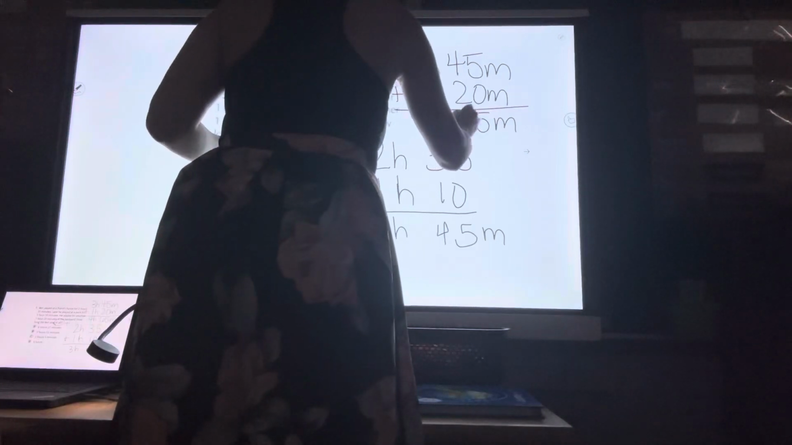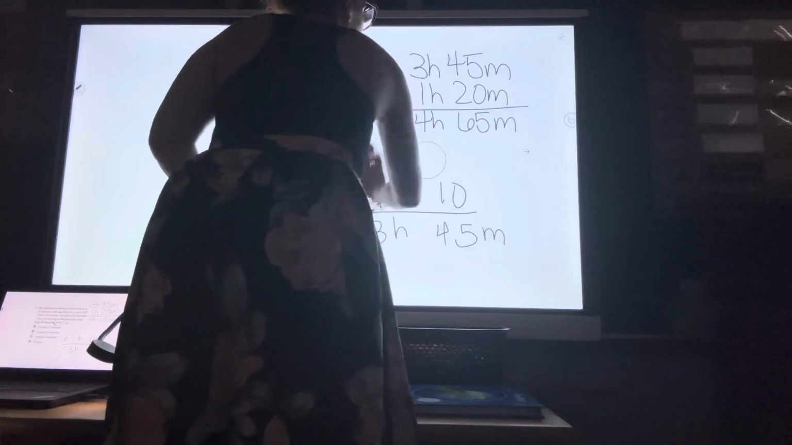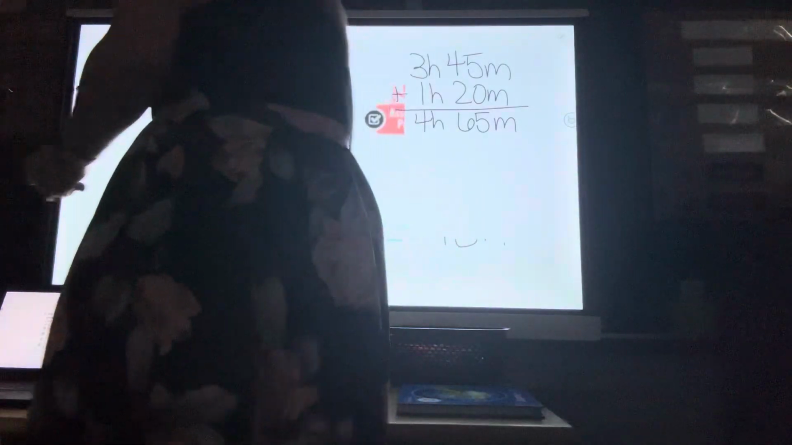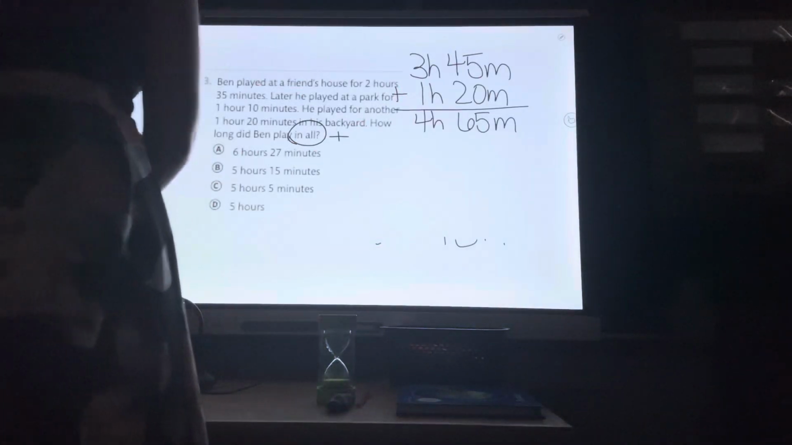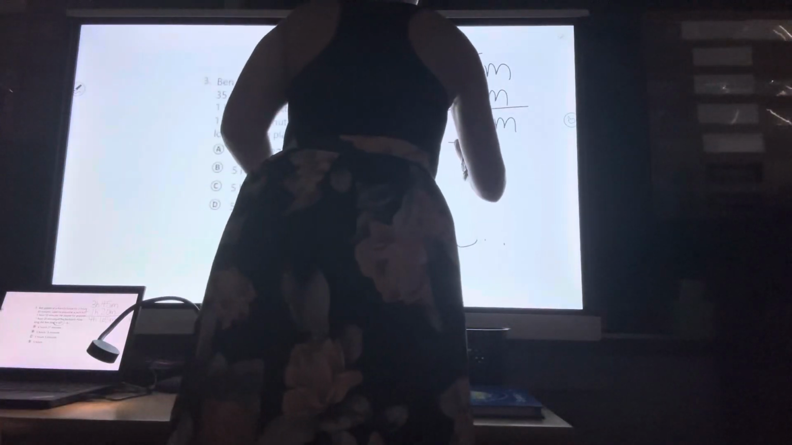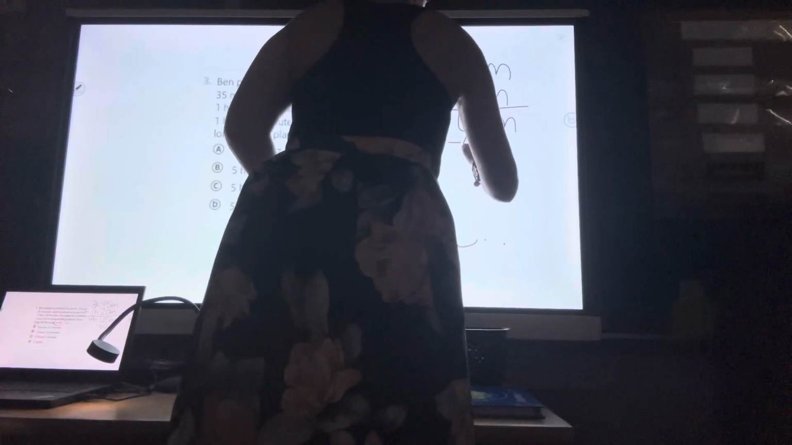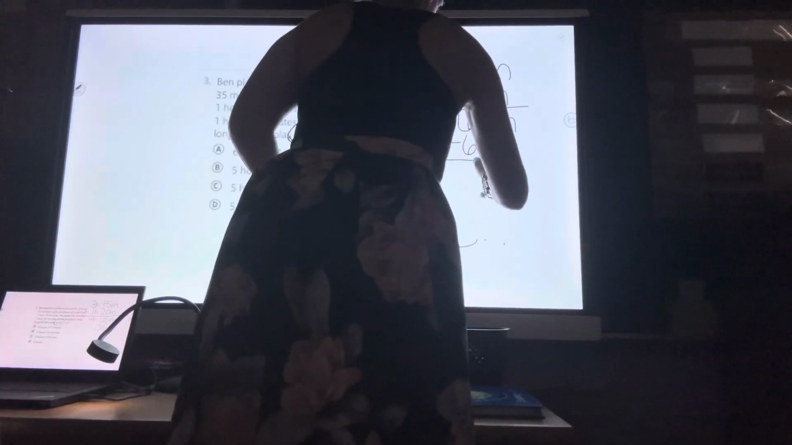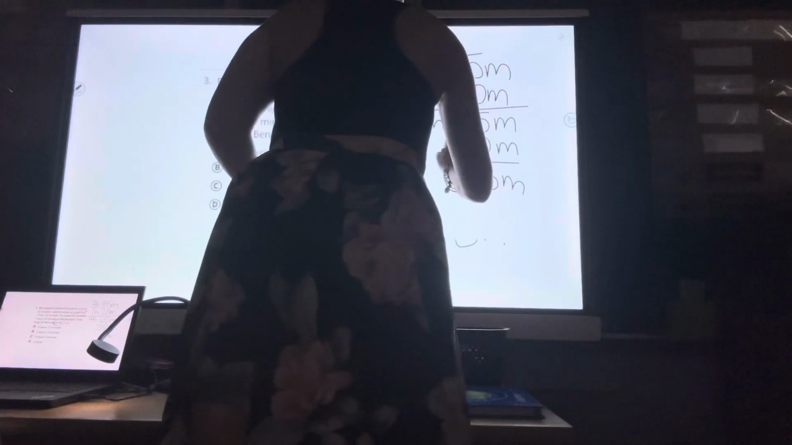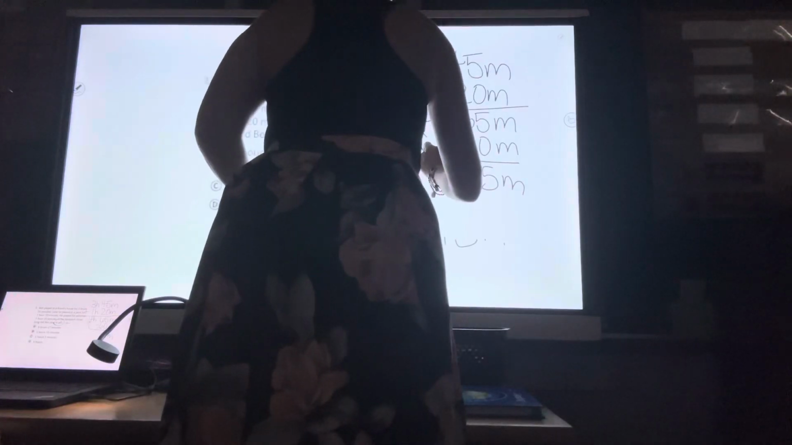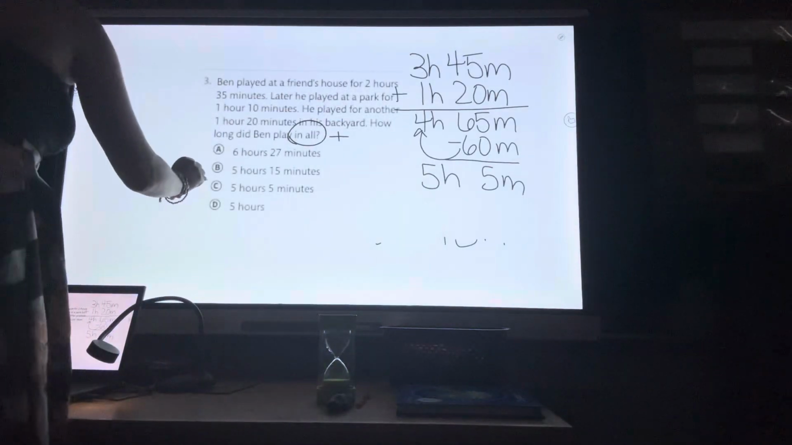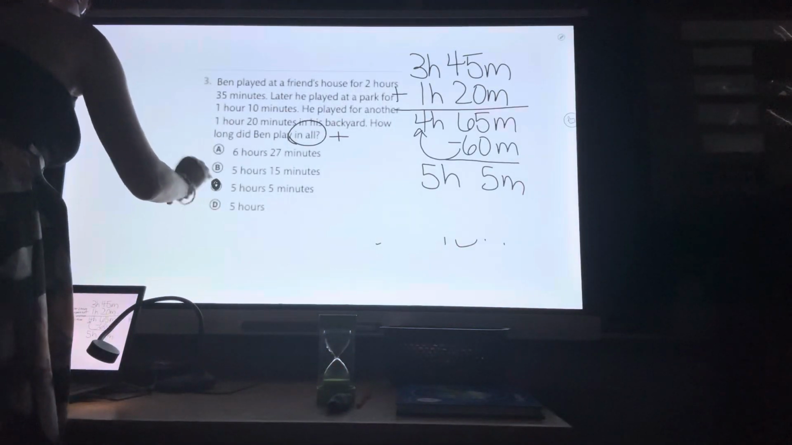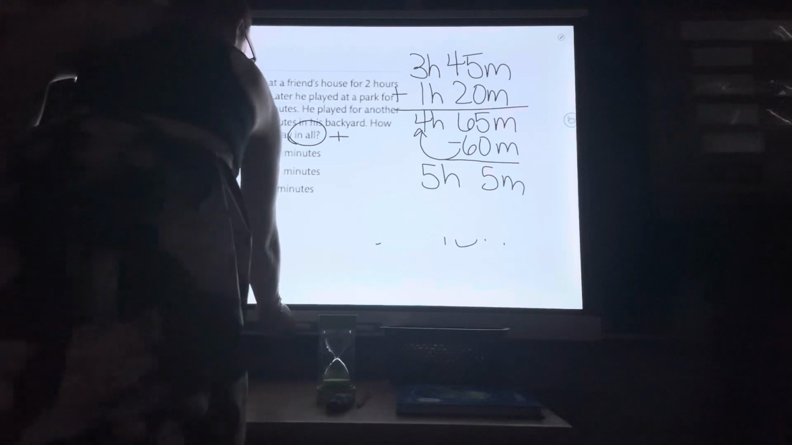65 minutes is more than 1 hour. Anything over 60 is more than an hour. So I subtract 60 and I give that hour to the 4. 4 plus 1 is 5. So he played for a total time of 5 hours and 5 minutes.